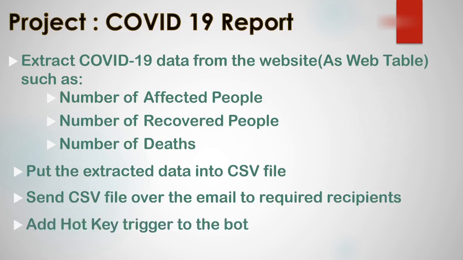And at the end of the project, we are going to add a hotkey trigger to the bot. This is a new functionality which has been added in A2019 recently. So we are going to explore this hotkey trigger feature of A2019. So let's get started by jumping into the Automation Anywhere.